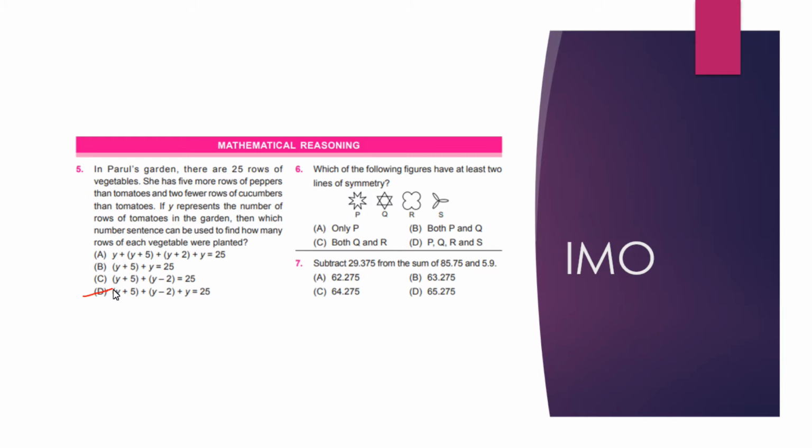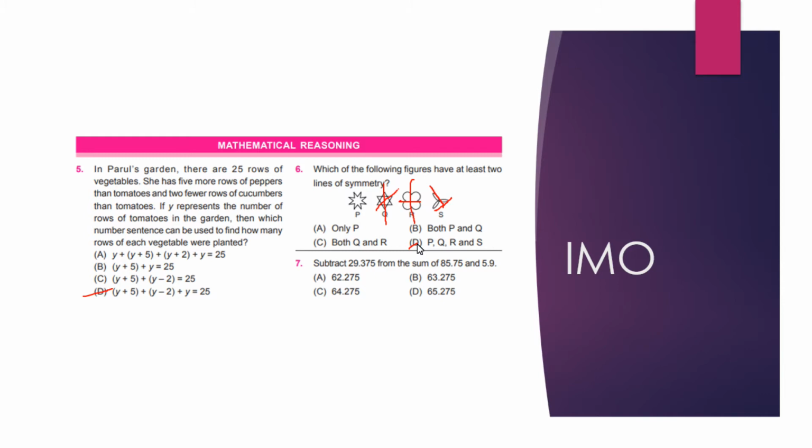Next, which of the following figures have at least 2 lines of symmetry? This has 2 lines of symmetry. Even this figure has more than 2 lines of symmetry. This one also has 2 lines of symmetry. This one also has 2 lines of symmetry. So the answer is D. All the figures have 2 lines of symmetry.